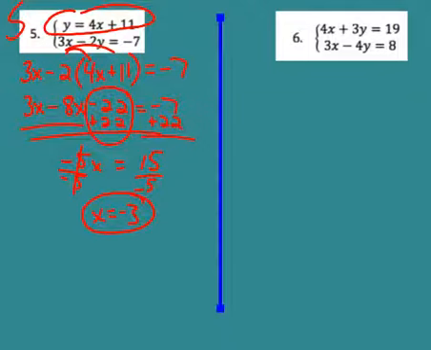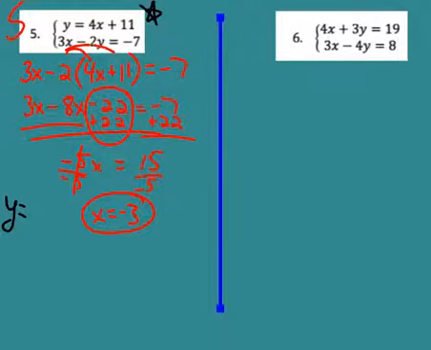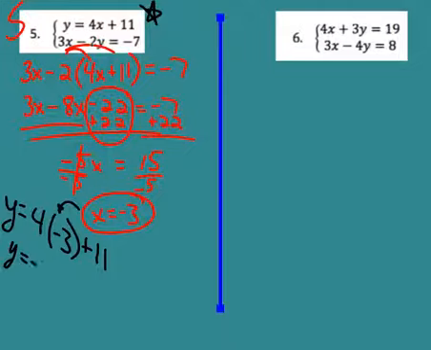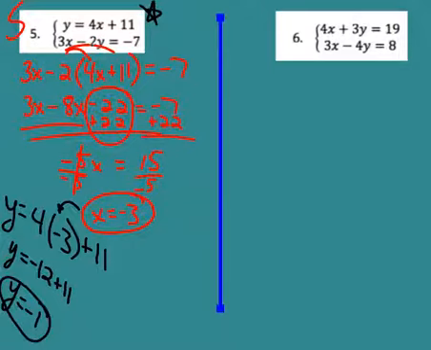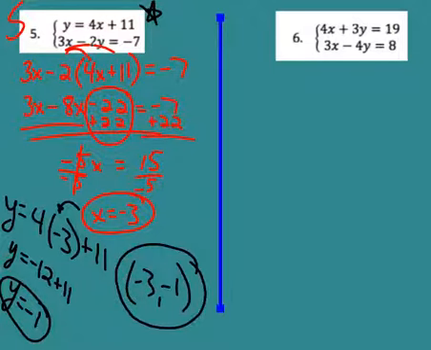Now I love that I solved for x first, because if I look at this, y equals this top equation. Sorry, I just scribbled all over it. So this top equation here, y equals 4. My x has now become negative 3 plus 11. Well, y equals negative 12 plus 11. y equals negative 1. So my point here is negative 3, negative 1. And you're all happy because you get to move on to the next one.